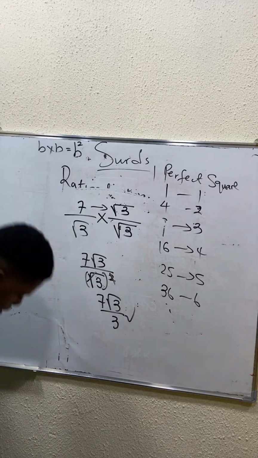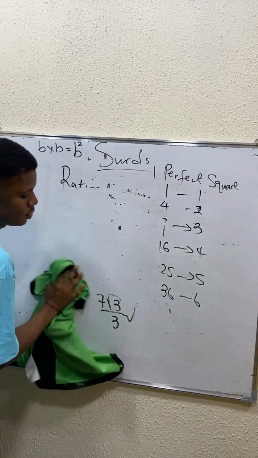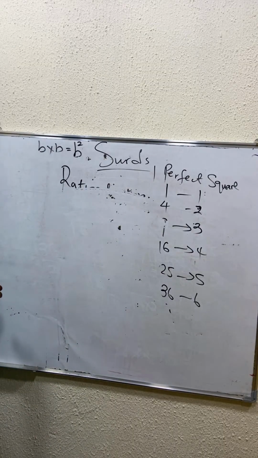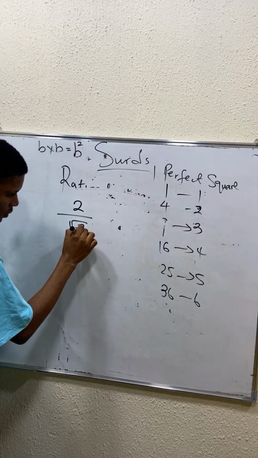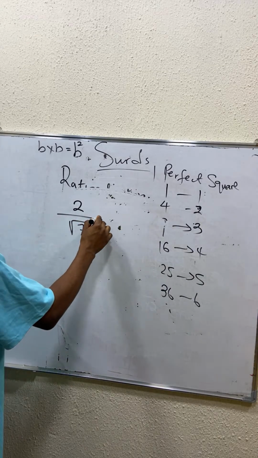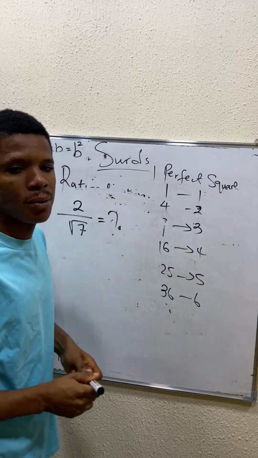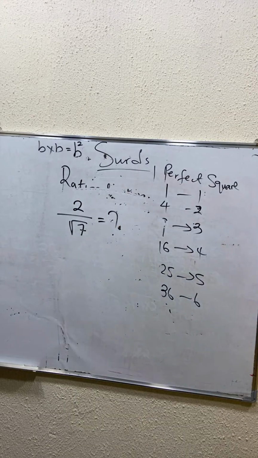So that becomes the answer. Okay? So this is very simple. So let's look at the next one. We have 2 over root 7, for instance. Can you try this? Let us know the answer in the comments. Can you be able to do 2 over root 7? What's the answer?